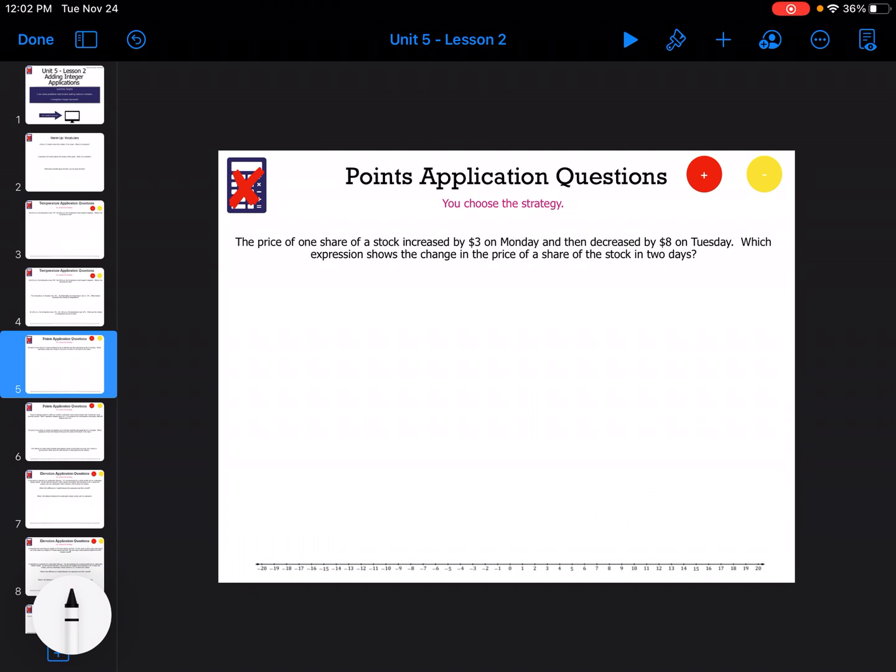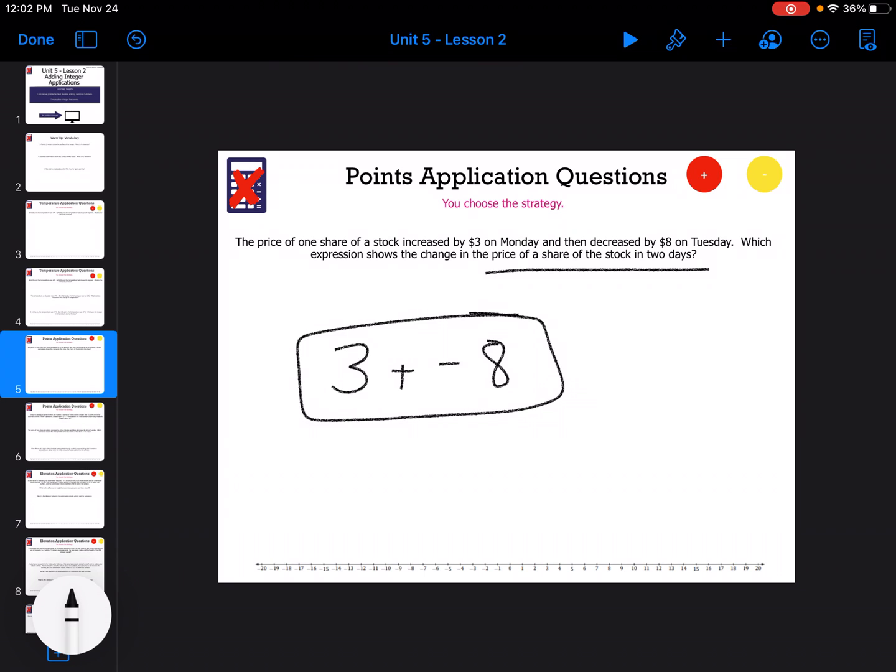The price of 1 share of stock increased by $3. Then it decreased by 8. So I have 3 and then it decreased by 8. Which expression shows the change in the price of the stock in 2 days? So this would be my expression, 3 plus negative 8.